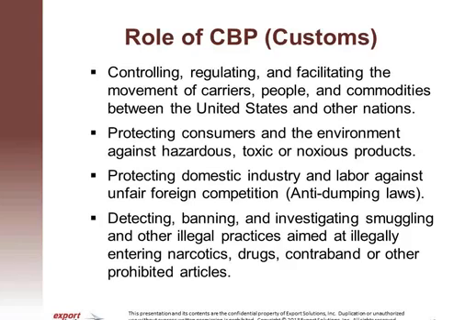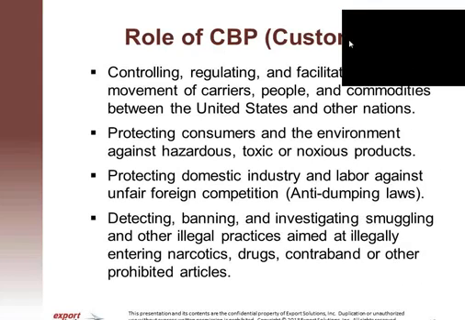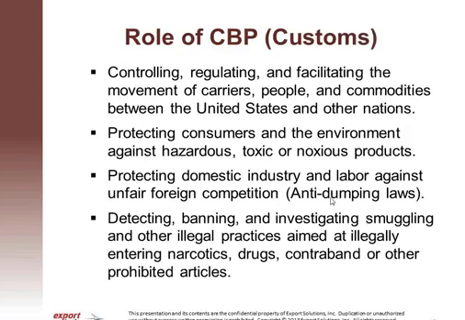So they don't just deal with imports, they also deal with exports. They get involved with products as well as passenger aircraft that go in and out. They're also responsible for protecting consumers and the environment against hazardous and toxic products. So they're making sure that any chemicals that come in have been reviewed and certified to come in. They're making sure there are no waste products coming in. They look at all the products that come in for hazardous qualities and toxicity.